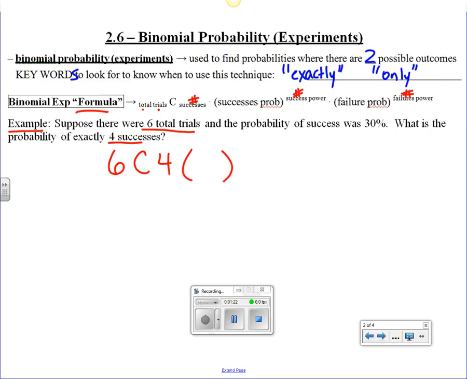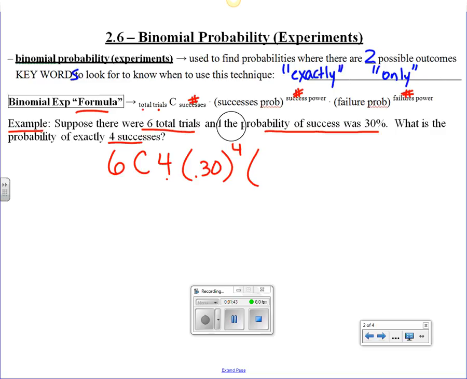Then in parentheses, you're going to put the probability of success. The probability of success in this problem is 30%, which is 0.30. And you're going to raise that to the power of the number of successes. So once again, that's 4. You'll see that these two numbers match. And then you're going to multiply that by the probability of failure.